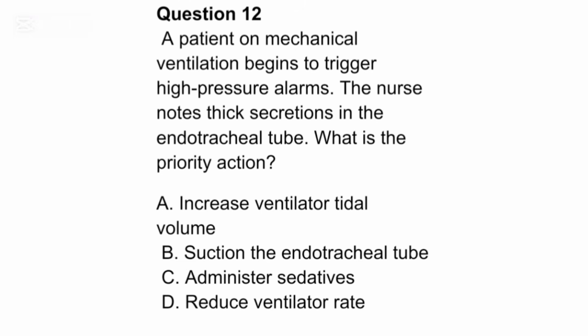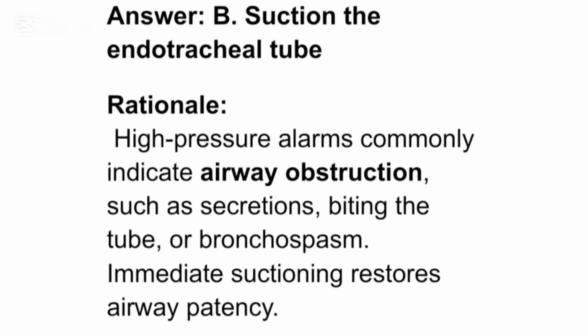What is the priority action? A. Increase ventilator tidal volume. B. Suction the endotracheal tube. C. Administer sedatives. D. Reduce ventilator rate. Answer: B. Suction the endotracheal tube. Rationale: High-pressure alarms commonly indicate airway obstruction, such as secretions, biting the tube, or bronchospasm. Immediate suctioning restores airway patency.